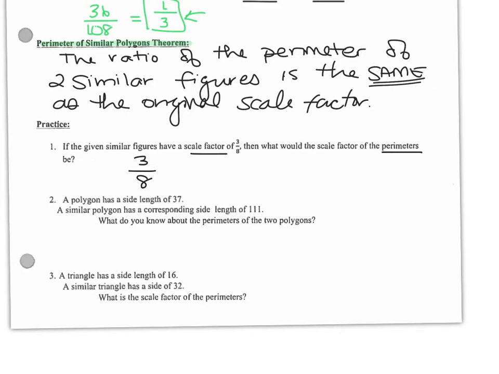If you look at the next one, it says a polygon has a side length of 37. A similar polygon has a corresponding side length of 311. What do you know about the perimeters of the two polygons? Well, let me first find the scale factor.